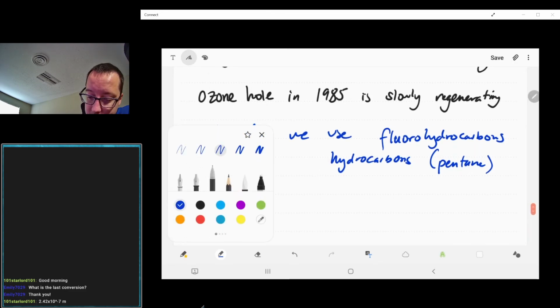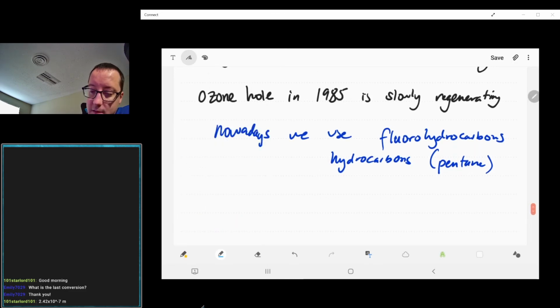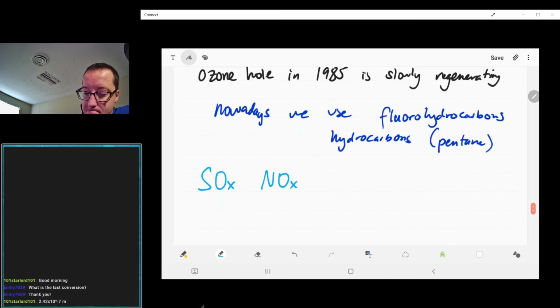All right. So those would be CFCs. Let's talk about SOX and NOX now. For these, generally speaking, X would be 1, 2, or 3. So we're looking at sulfur dioxide, sulfur trioxide, nitrogen monoxide, nitrogen dioxide. We just lump these together.